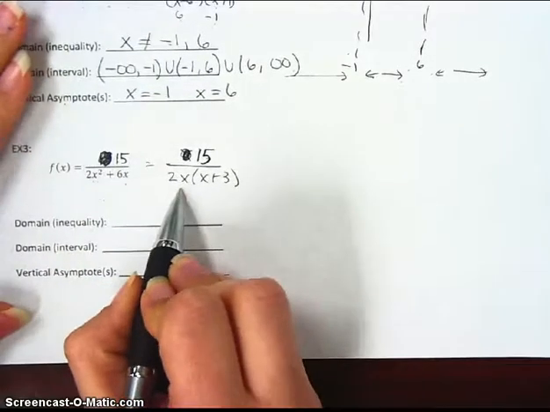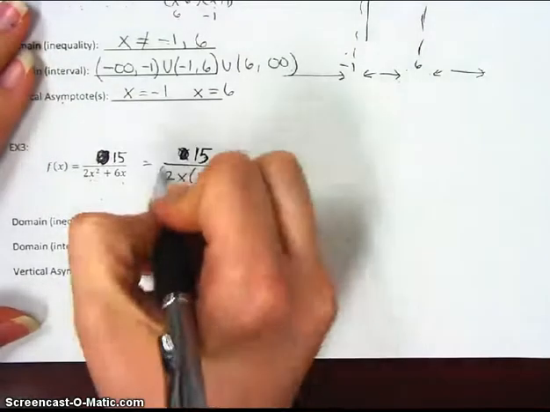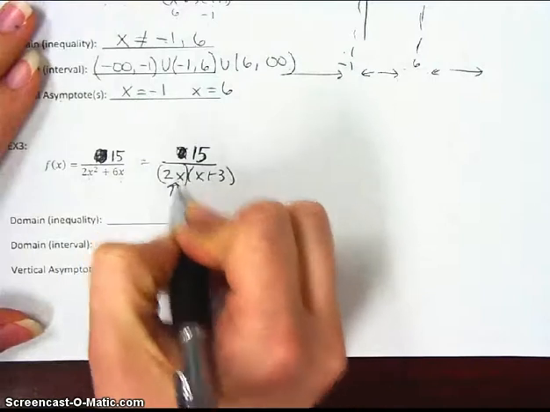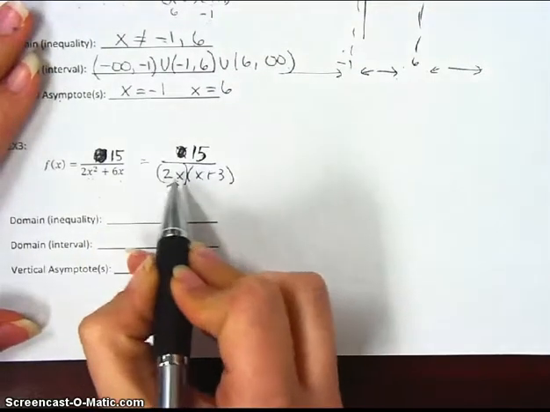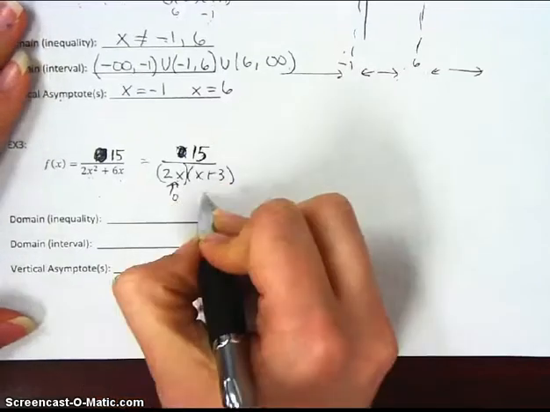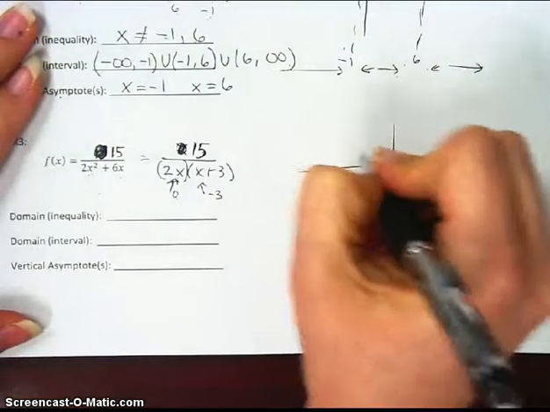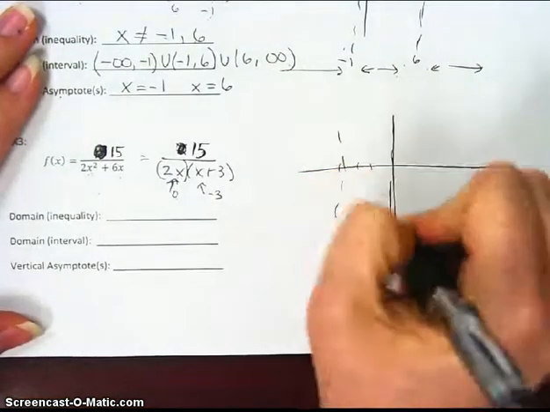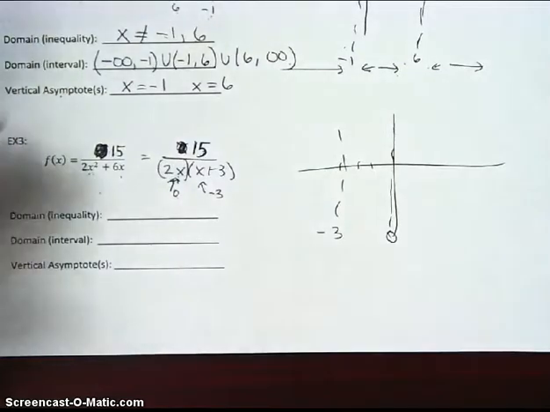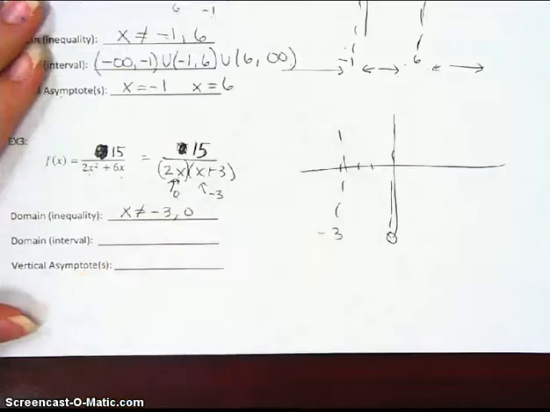So if we think about the things that make this 0, what would I plug into this x to make that term 0? If it helps you to put it in parentheses, that's fine. If I were to plug a 0 into 2x, then that would give me 0. So 2 times 0 is 0. So my first point that would make it 0 would be 0. If I plug in negative 3 in here, that would make it 0. So if it helps you to draw it over here, you've got negative 3 and 0 as those points that make your domain undefined. So in inequality notation, x is not equal to negative 3 or 0.